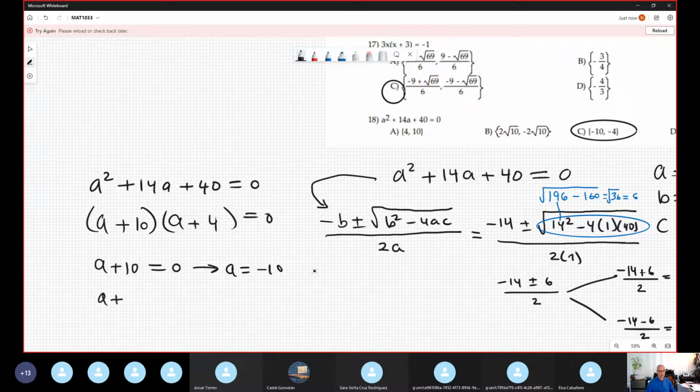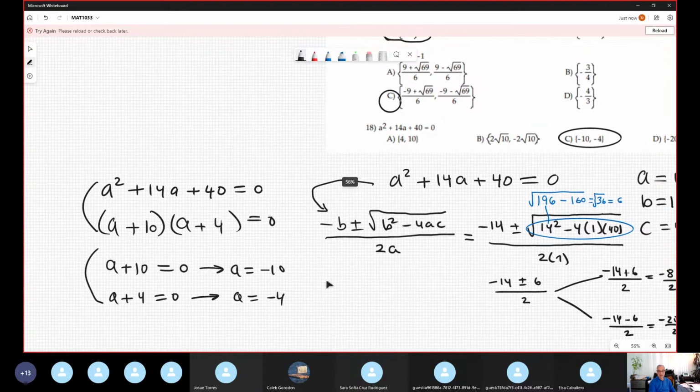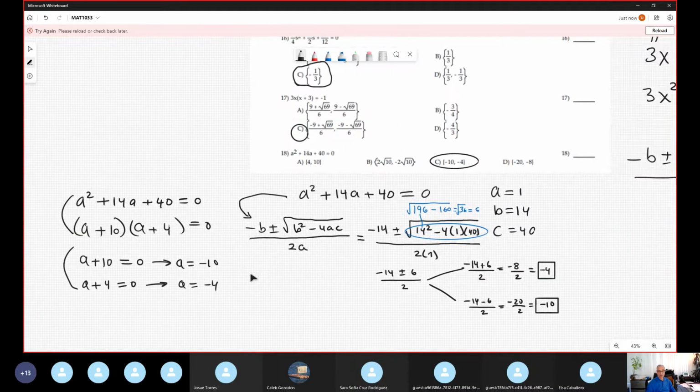Okay. And you get the same, negative 10 and negative 4. You spend 2 seconds, 4 seconds, maybe 6 seconds. And this is the disadvantage of the quadratic formula. It's a little bit long. It's a little bit complicated, the numbers, maybe. Okay. But it's systematic. So if you don't see the key to open the door, okay, the quadratic formula will always solve it.